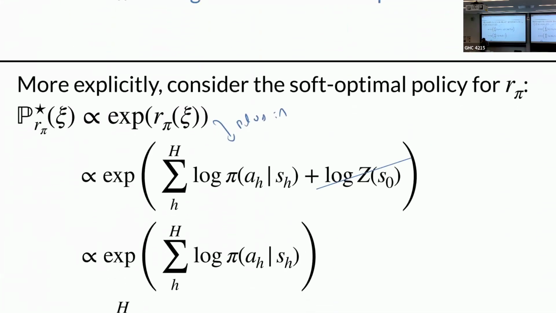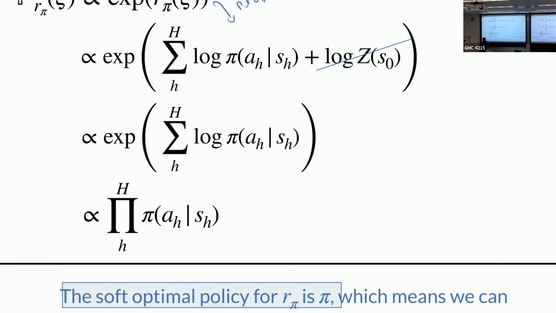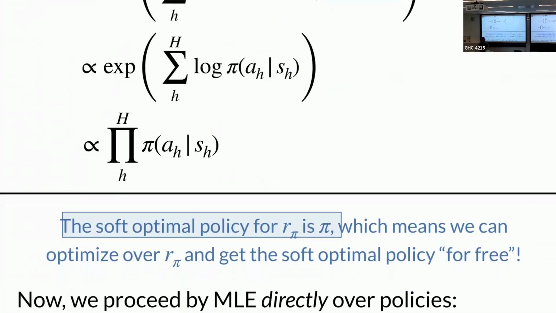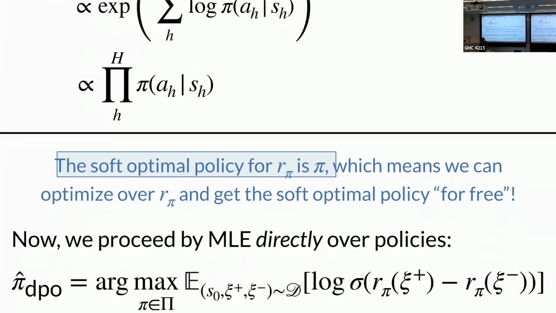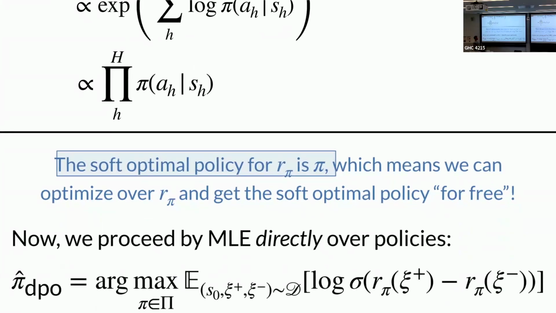So to put it all together, what we end up being able to do is proceed directly by doing maximum likelihood estimation. We can proceed by doing maximum likelihood estimation directly over policies. So I'm going to bring back our Bradley-Terry equation, but now rather than taking an argmax over reward models for logistic regression, I'm instead going to take an argmax over policies pi.